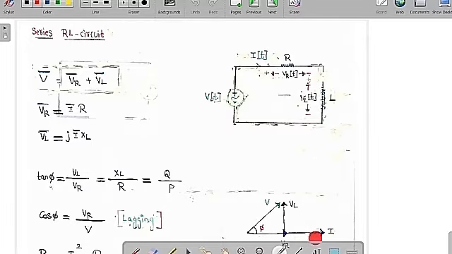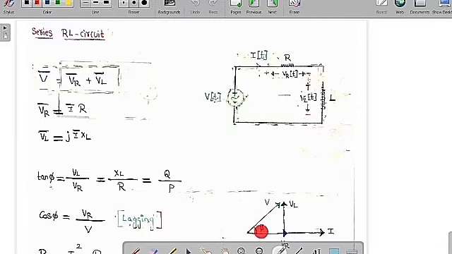If you take current as the reference phasor, in a resistor the current and the voltage across the resistor are in phase with each other, so this is VR. But in an inductor, the current lags the voltage across the inductor by 90 degrees, so this is VL. If you take the overall addition of these two vectors, we get the overall vector, which is called V. This is the source voltage.